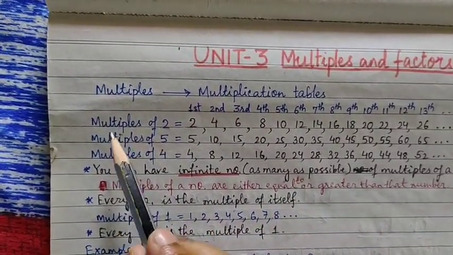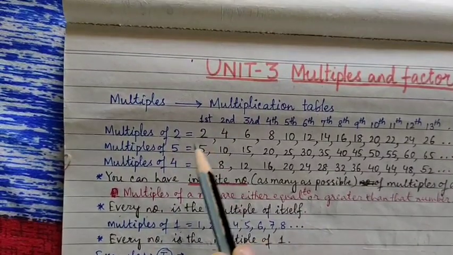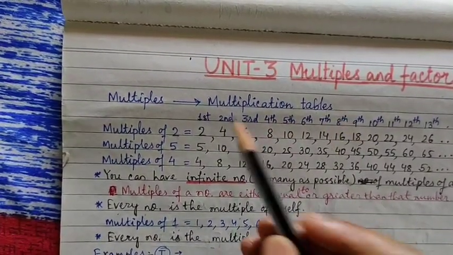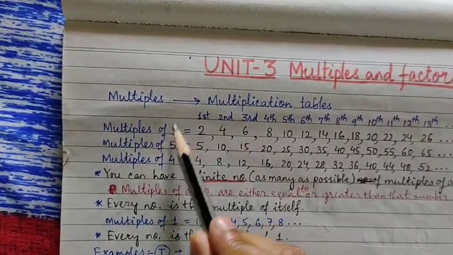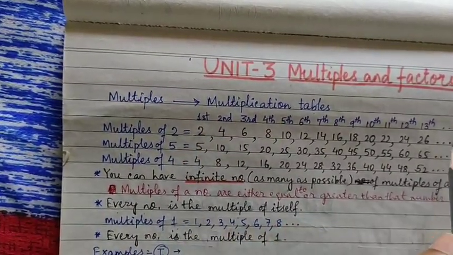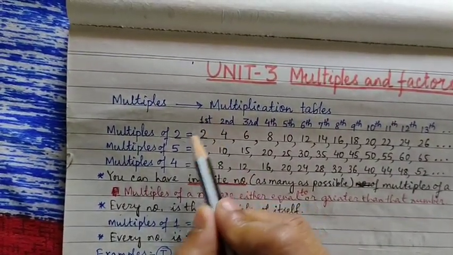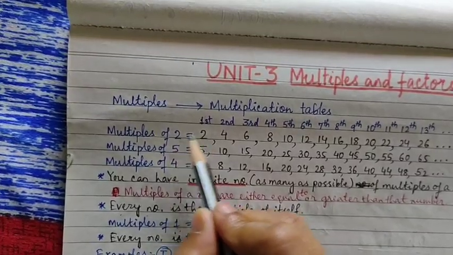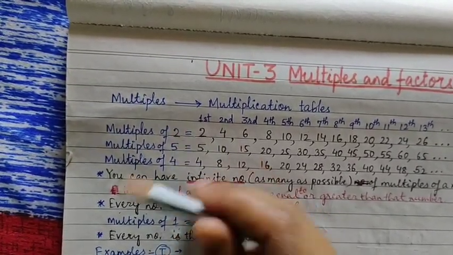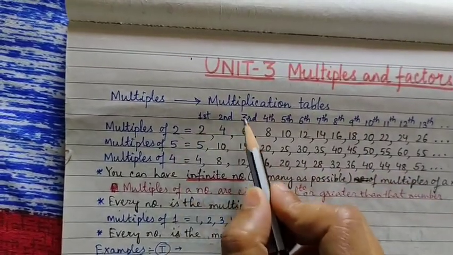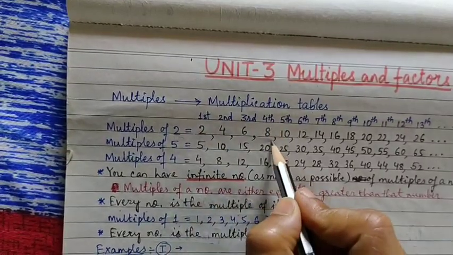number. For example, if you want to find the multiples of 2, you have to recite the multiplication table of 2. Like 2 ones are 2, 2 twos are 4, 2 threes are 6, 2 fours are 8 and so on. So 2 ones are 2 means the first multiple of 2 is 2. 2 twos are 4, 4 is the second multiple of 2. What is the third multiple of 2? 2 threes are 6. Similarly, the fourth multiple of 2, 2 fours are 8.